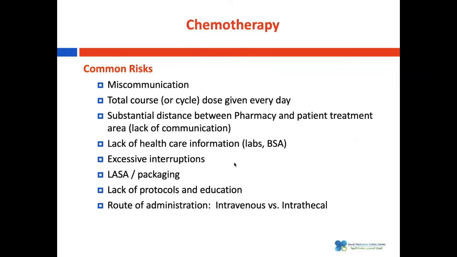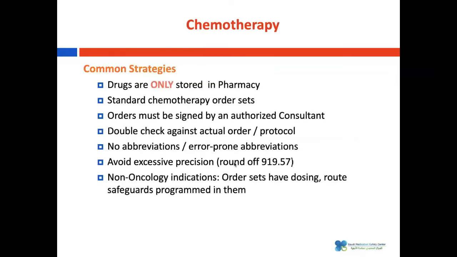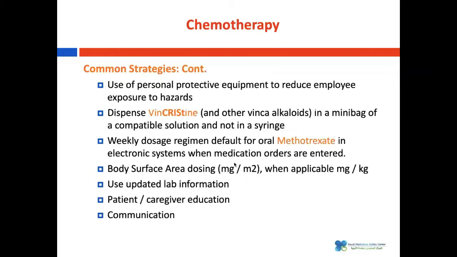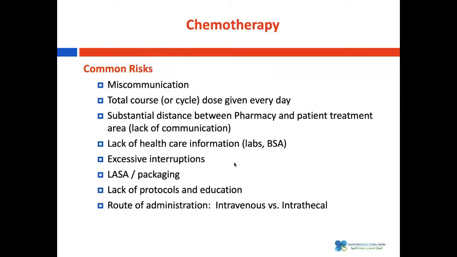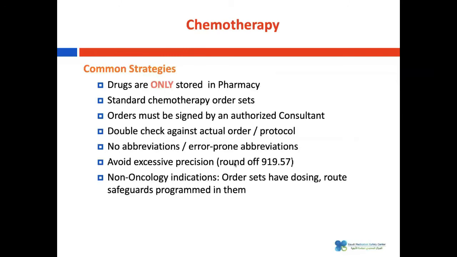So الاستراتيجي الآن أنا قاعدة أتكلم الآن عن استراتيجي. خلصنا الريسك المسكوميونيكيشن، total number of courses، excessive interruption، اللاسة، الباكجينج، الروت اوف ادمنستريشن، هذه ريسك. خلينا ننتقل على اللي بعدها اللي هي الاستراتيجيز. انه كيف انا ابريفنت الايرورز.